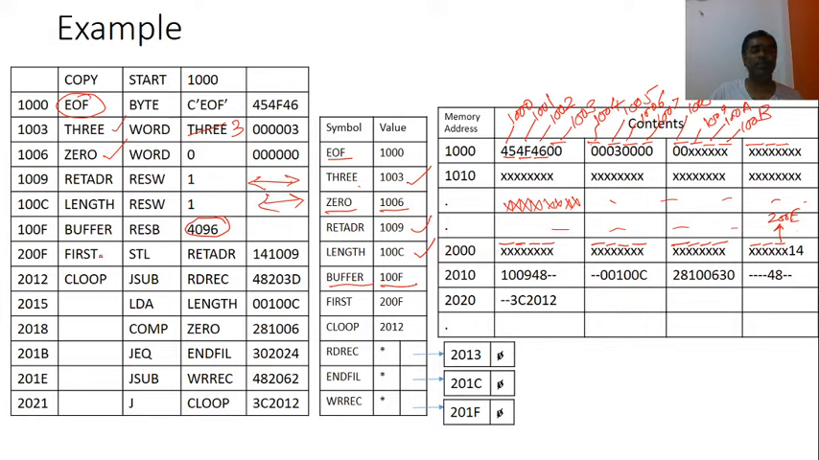We have to insert this label into the symbol table first. And what is the value corresponding to it? 200F. It is written here, 200F.